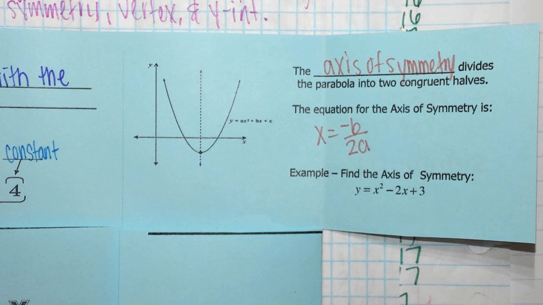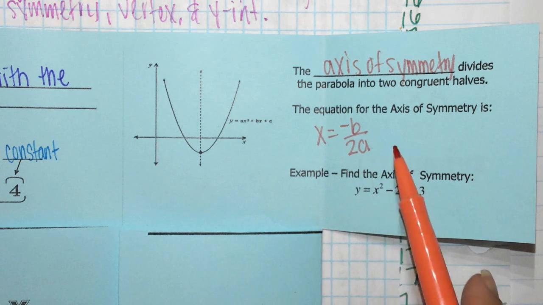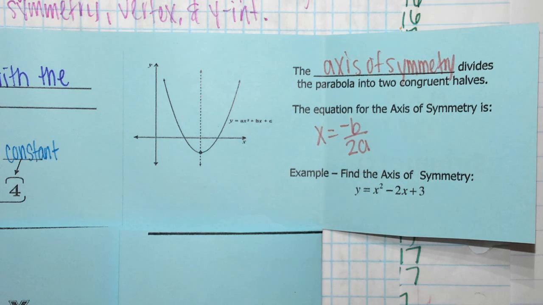Yes? So like if it's negative, it'll do something. Right. That's why we write negative b. X equals the opposite of b divided by 2a. That's what I said.